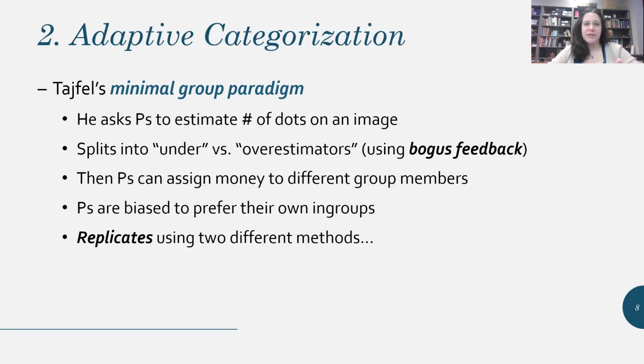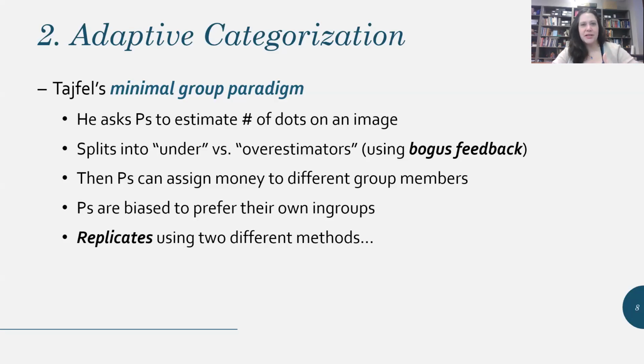And he finds, of course, that the participants are biased to give more money or points or resources to their own group. So he talks about this research in scientific settings, and people say, well, I don't know if you really have found evidence for adaptive categorization just based on this single study. So we need replication. Again, we've talked all semester about how replication is important.